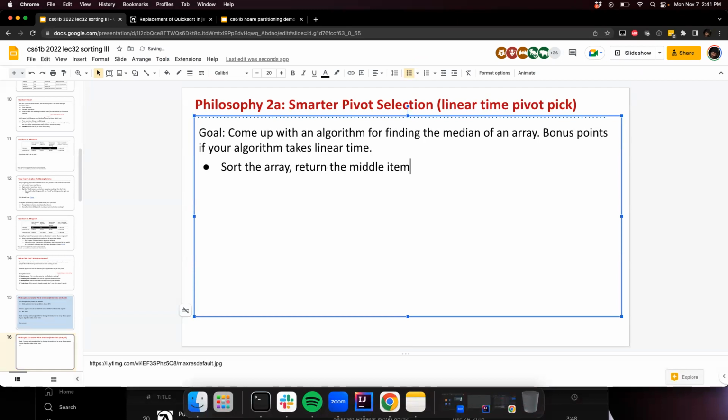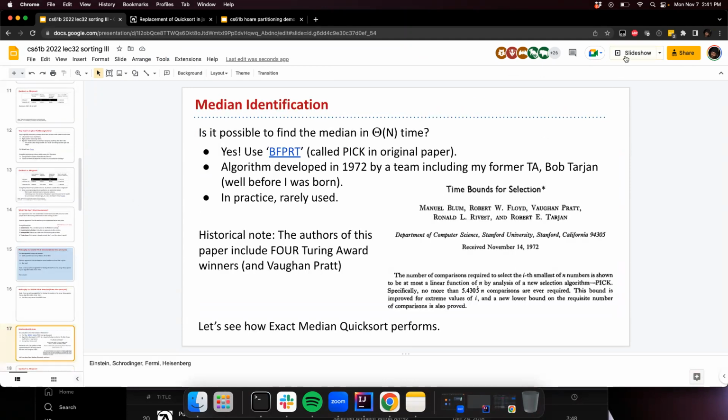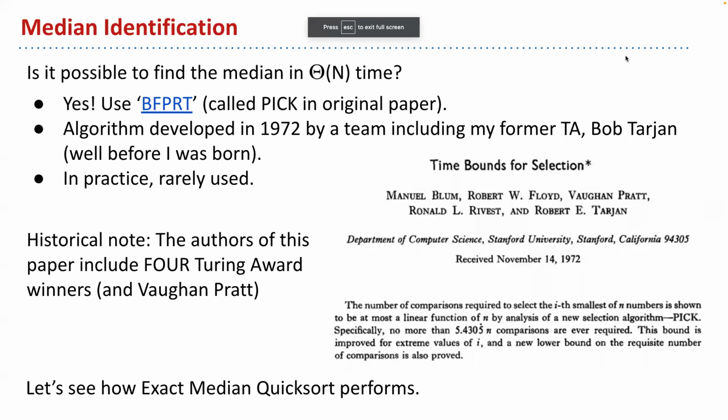Return the middle item. Okay. Why is this a bad strategy to find the median for quicksort? You don't want sorting to be a subroutine for sorting. Exactly. Okay, good. So this actually raised an interesting question. Could I do median somehow better?